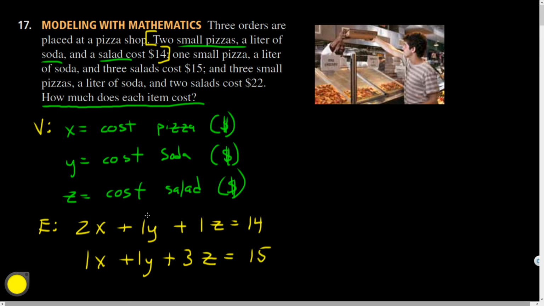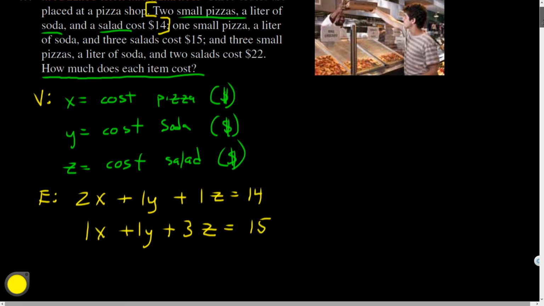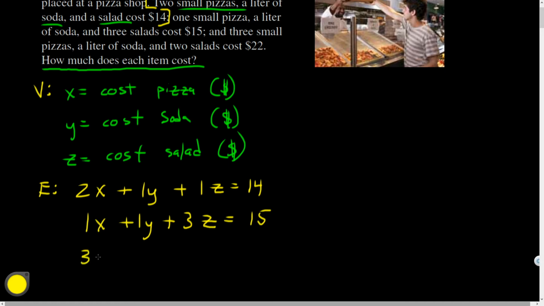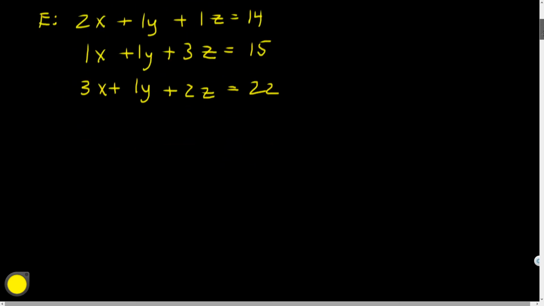Here's the other one. 1 small pizza plus a liter of soda plus 3 salads is $15. And then the last fact: 3 small pizzas, x, plus a liter of soda and 2 salads is equal to $22. And so now that I have my equations defined, I can solve them.